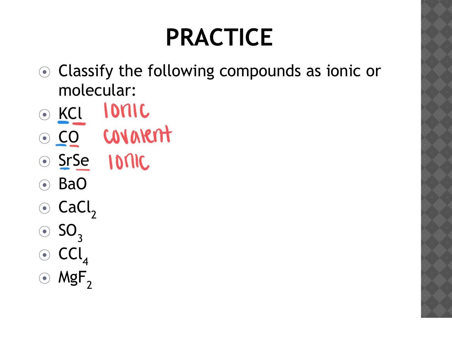The fourth one is barium oxide, so Ba and O. What's Ba? Barium. It's number 56. Metal. Good. Metal and non-metal is? Ionic. Can you try the last 4 without me? Try the last 4.